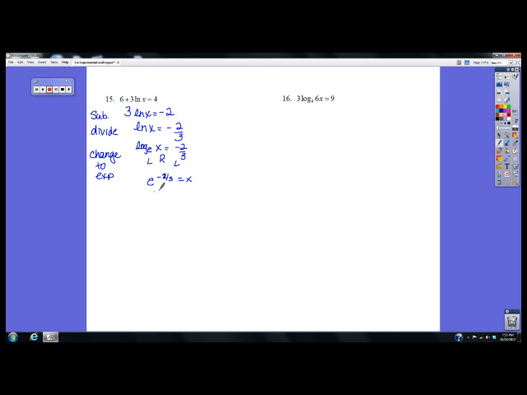Calculate that in your calculator. e to the negative 2/3 is approximately, not negative, sorry, 0.513. 3 decimal places.